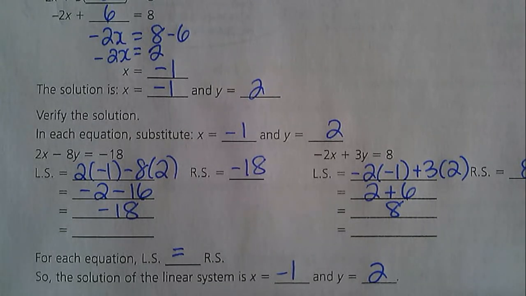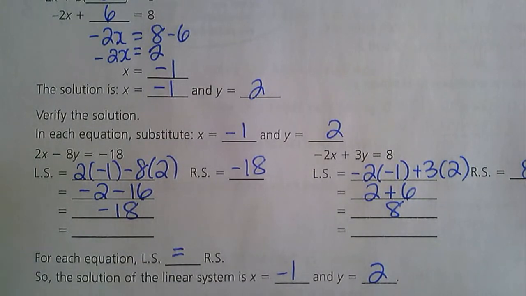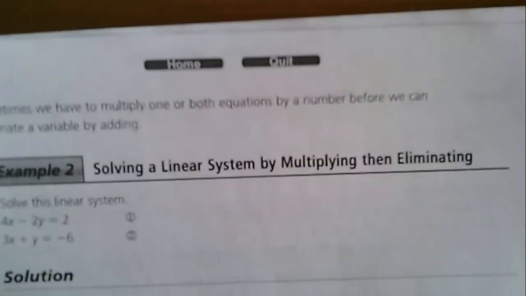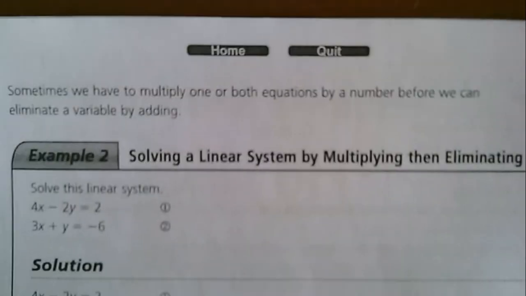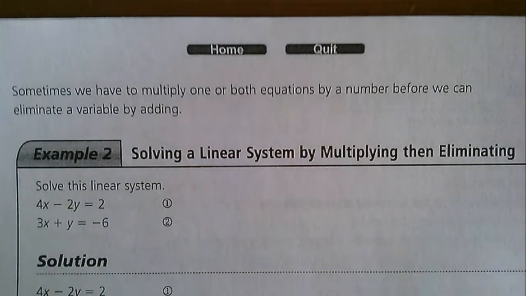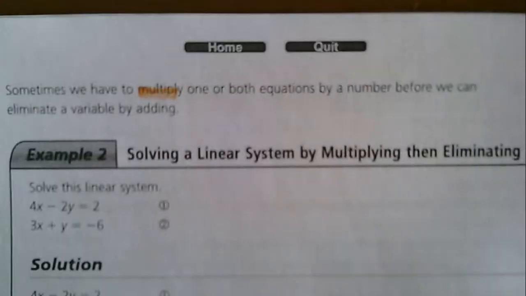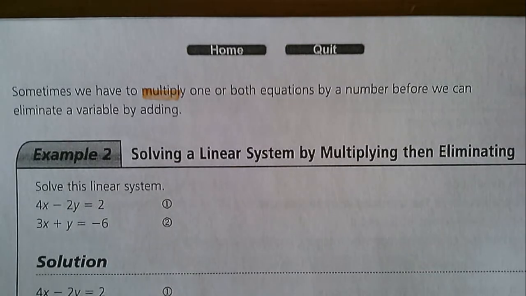Okay, so again, that was using the elimination method. Now, this worked in both of these instances because the coefficients were opposite integers, meaning one of them was a positive number, one of them was a negative number of the same number. Now, we can still use this elimination method, but sometimes we have to multiply either one or both of our equations by a number before we're able to eliminate a variable by adding them together. So sometimes we're going to have to use multiplication in order to use this elimination method.